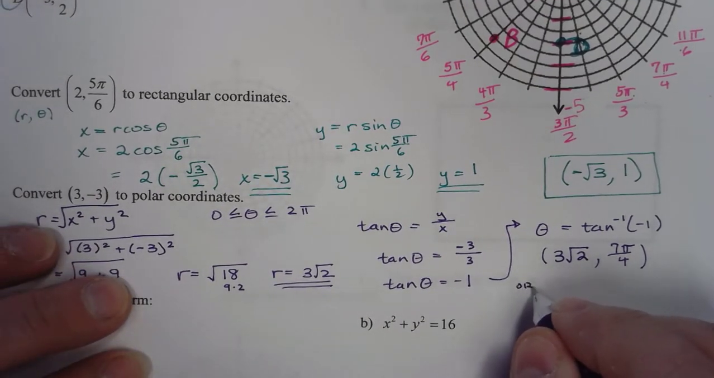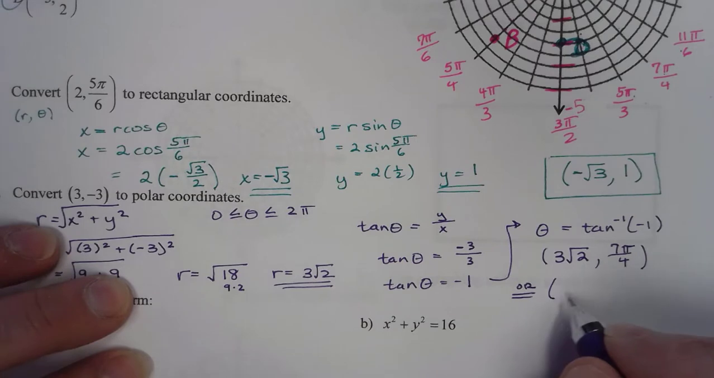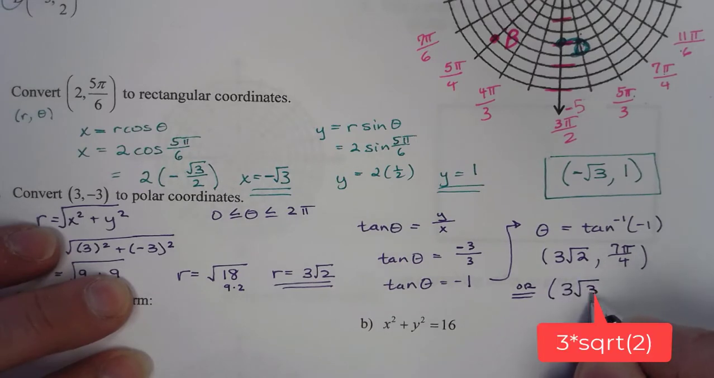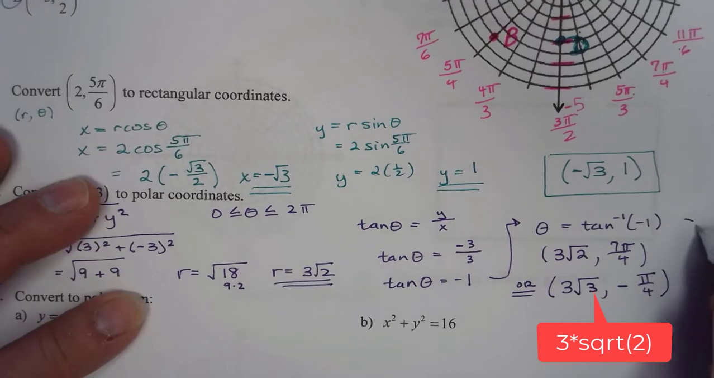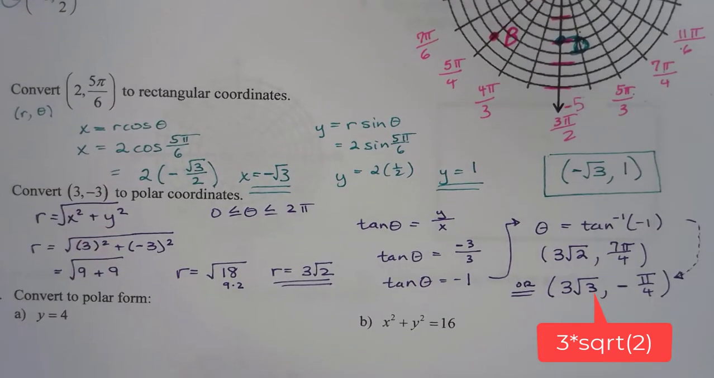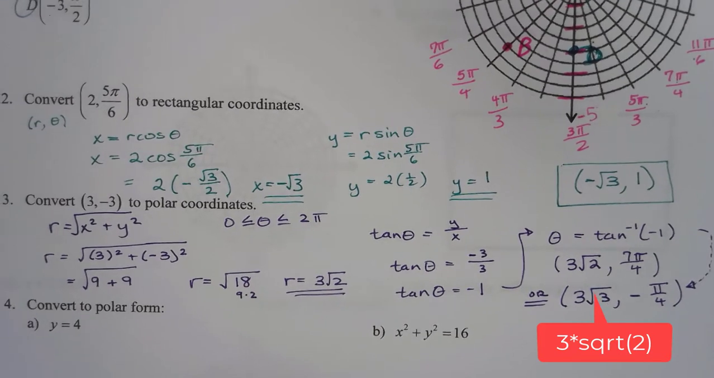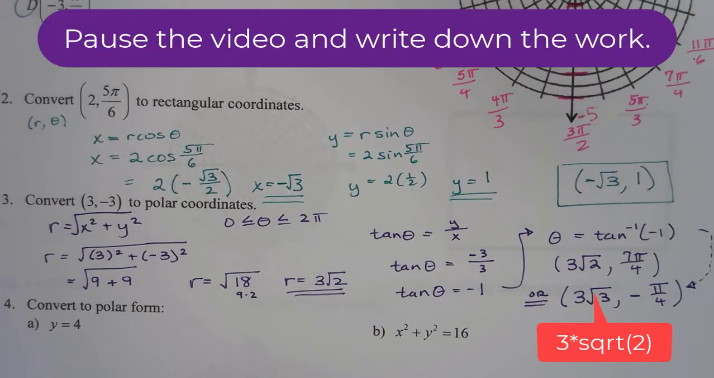Or now we get into other ways to name angles. I could have named this 3 square root of 2 and negative pi over 4, which fits in with our specific interval for arctan. Okay, if you want to write these examples down, go ahead and write the work.